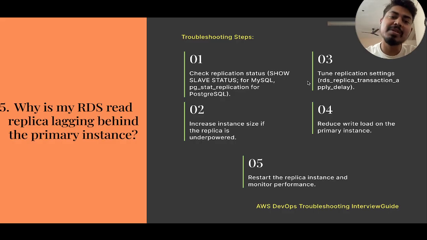As we discussed in the previous question, try to distribute the read and write traffic across different instances. The primary instance should handle the write kind of requests, and our replica instance would be the read instance. Next, if it still persists, try to restart the replica instance and monitor the performance. These are the steps we can follow.